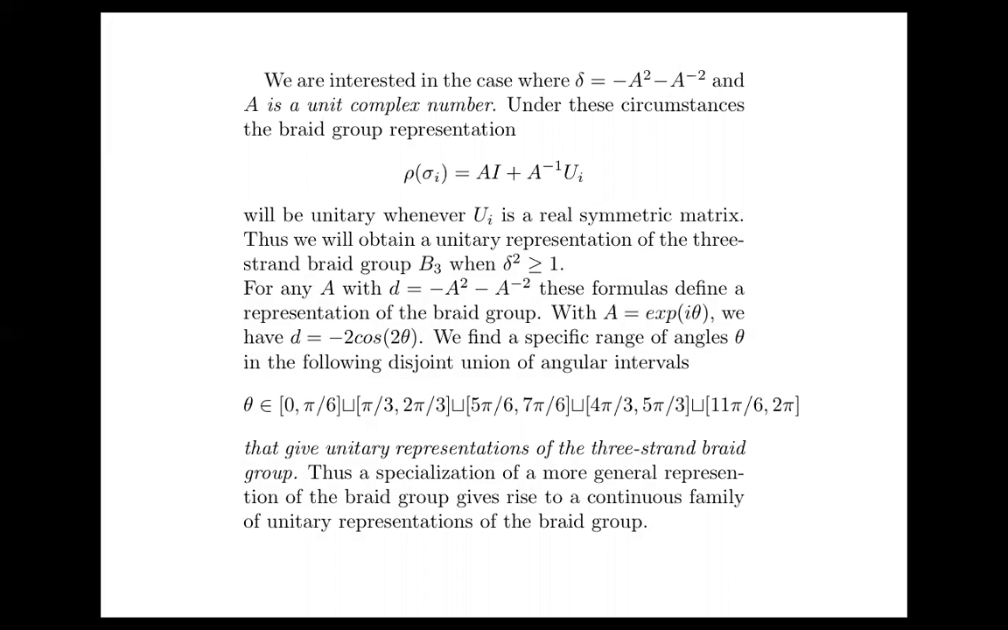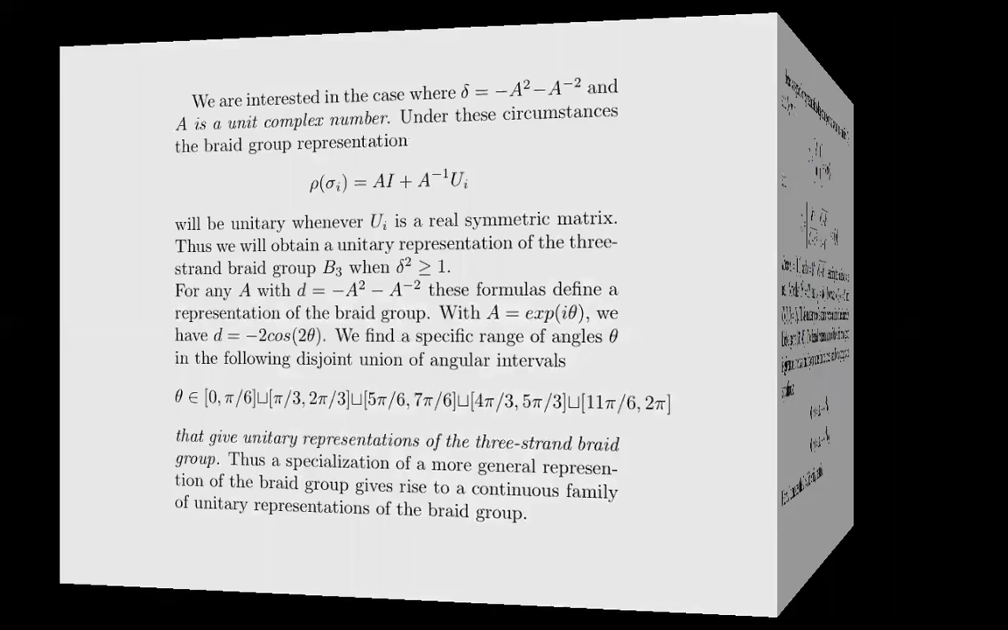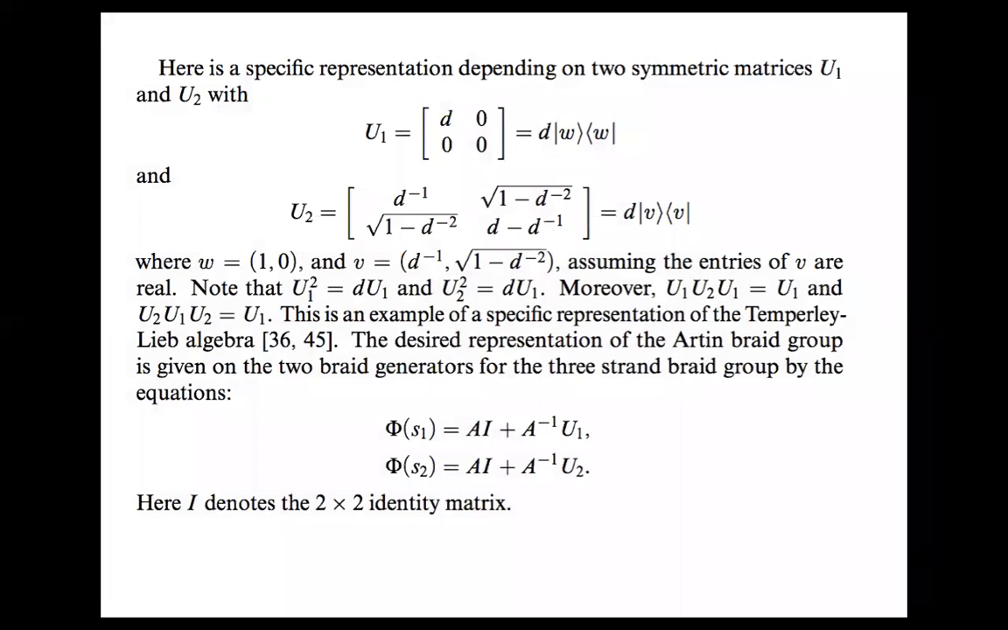You could, if you wanted to think about it carefully, you could. So you get some angles along which it will be unitary, and those are going to be working for us. So here's what it looks like when we finally write it out as some matrices. The D is in the correct range. The A is a root of unity. The U1 is just very simple, D, 0, 0, 0. And the U2 is this one with those square roots in it. And these two satisfy the Temperley-Lieb algebra. And then what we have is exactly what we want.